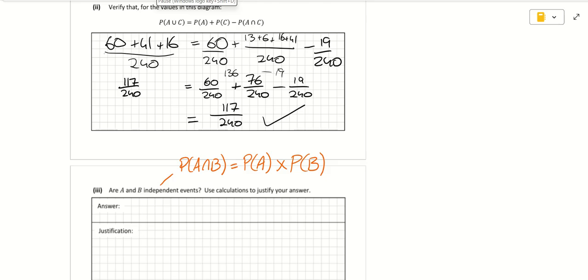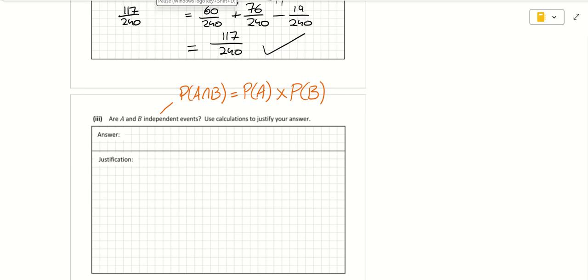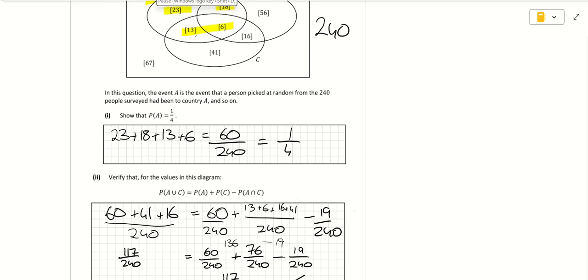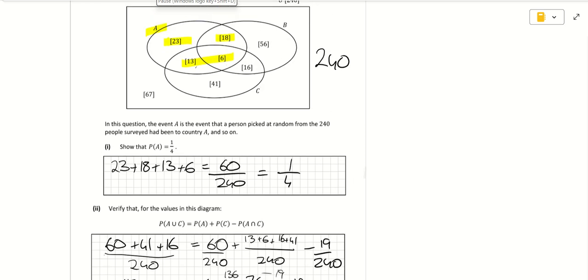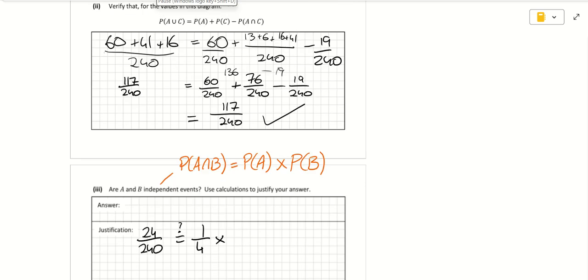Okay, so A intersection B, did we have that by any chance in the last one? No, we didn't. So A intersection B is 18 plus 6, that's 24. So we've got 24 out of 240. Is it equal to probability of A, which was 1/4, times the probability of B? So probability of B is 56 plus 18, 56, 66, 74, 80. That would be 96 over 240.